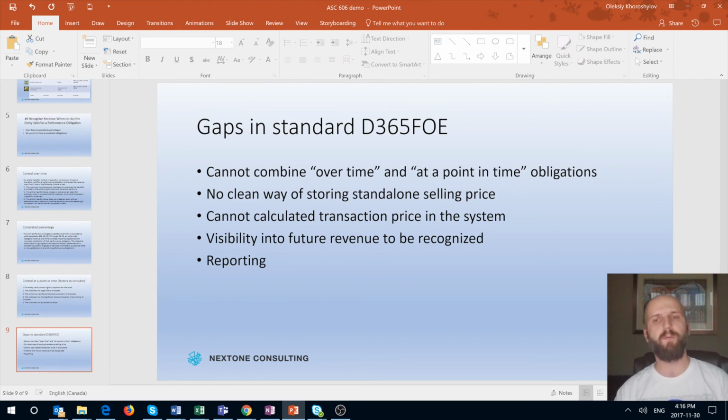So I would say the degree of fit of ASC 606 in standard D365 for finance and operations, project management and accounting module will be around 70%. Of course, there are multiple ISVs available, such as Binary Stream and TriBridge, that offer solutions on the upsource.